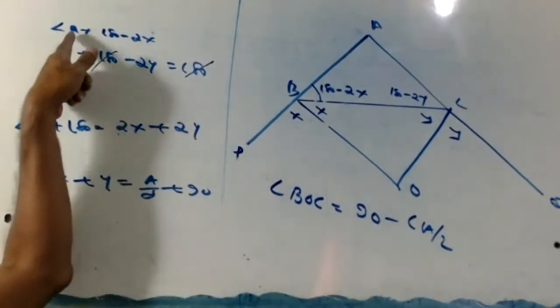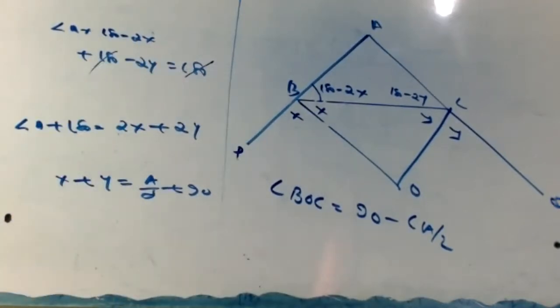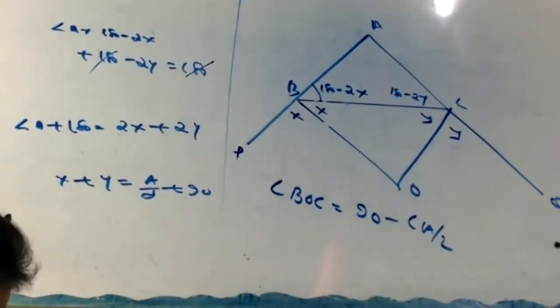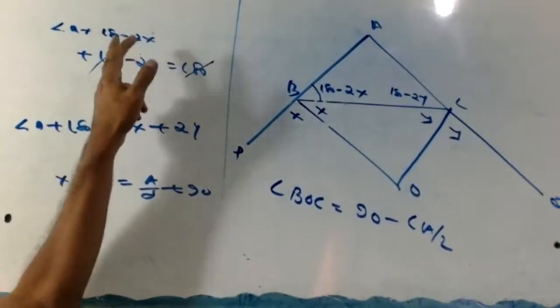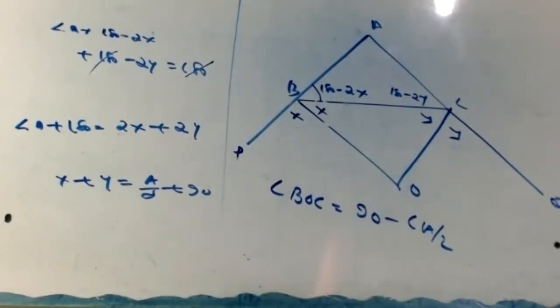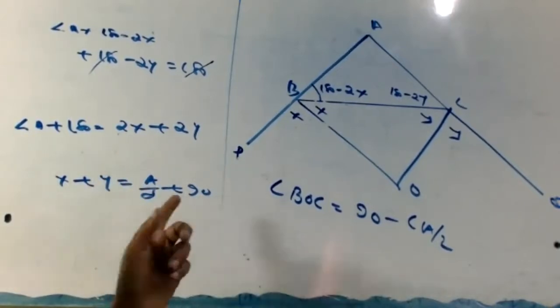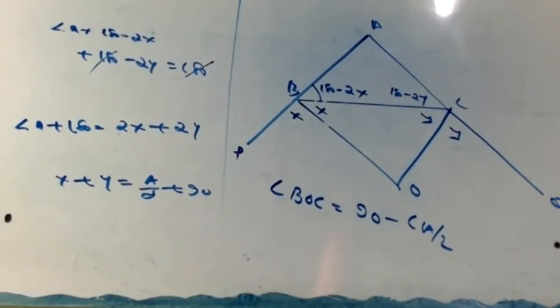Okay. Then angle A plus 180 minus 2x plus 180 minus 2y equal to 180. Okay, 180 cancel. A plus 180, keep it here. 2x and 2y going that side. A plus 180 equal to 2x plus 2y. Therefore, x plus y equal to A by 2 plus 90.